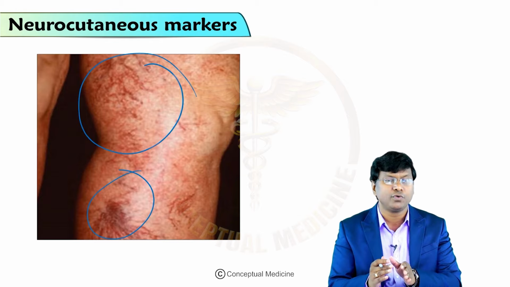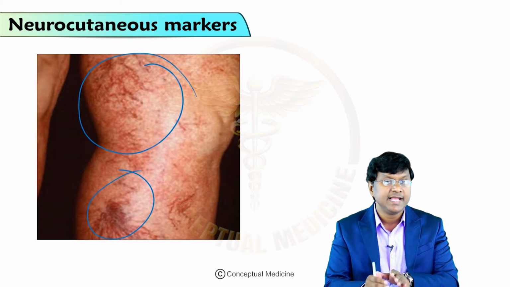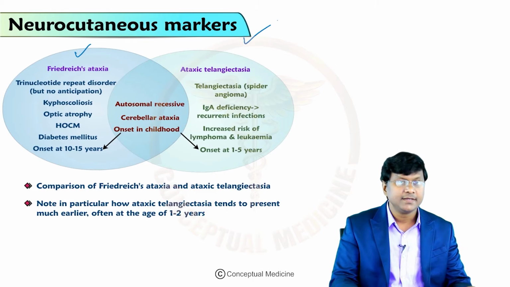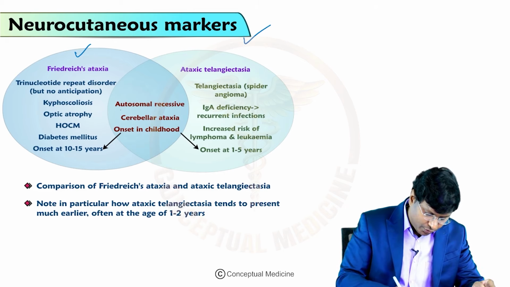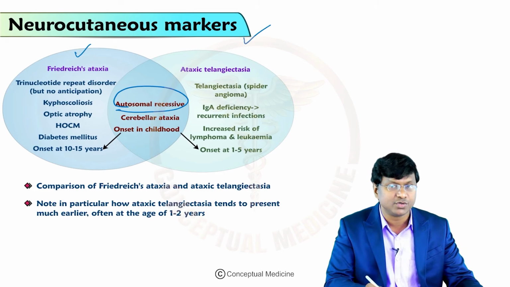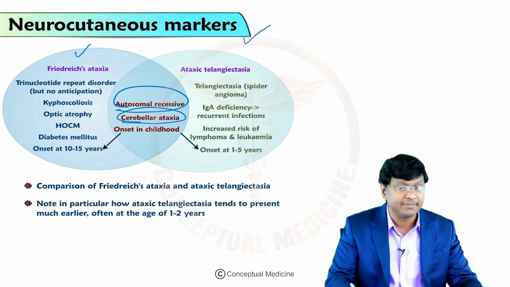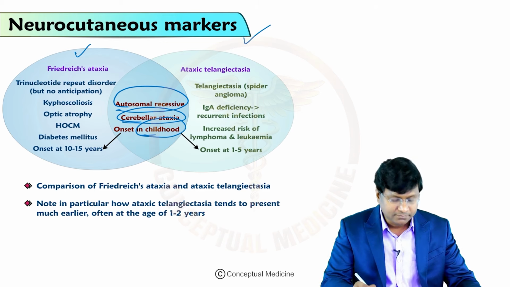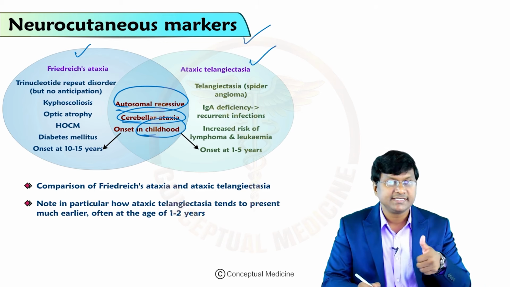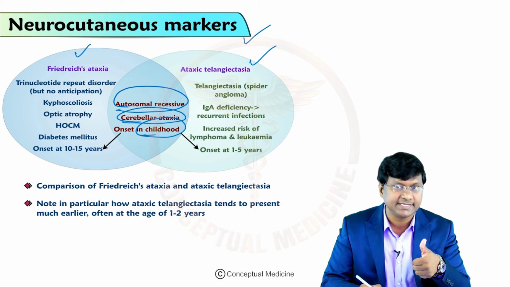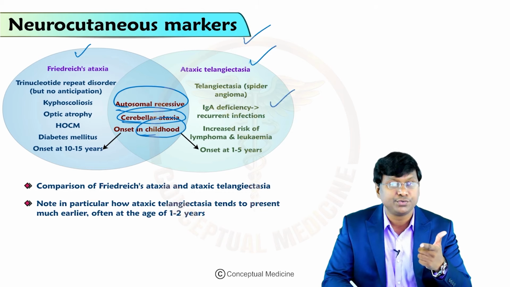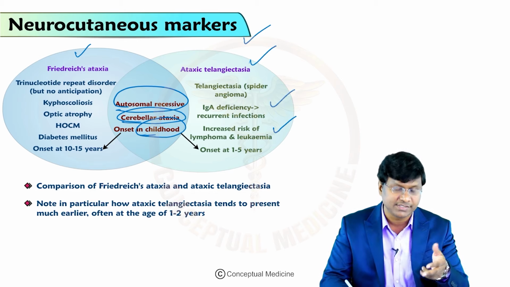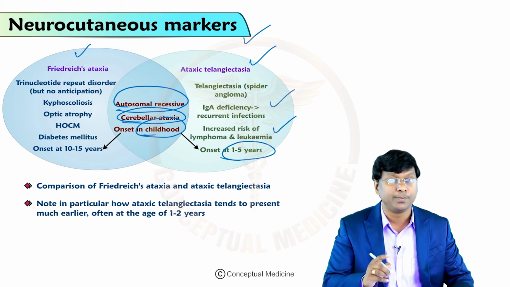Now, there is a lot of correlation between ataxia telangiectasia and another important ataxia, that is Friedreich's ataxia. What is the common correlation? Both of them are autosomal recessive disorders. Both of them have cerebellar ataxia. Both of them have onset within childhood. Whereas in ataxia telangiectasia, these individuals have spider angiomas or telangiectasias. They have IgA deficiency due to which they have recurrent infections. And there is increased risk of lymphomas and leukemias. And the onset is at the age group of 1 to 5 years.